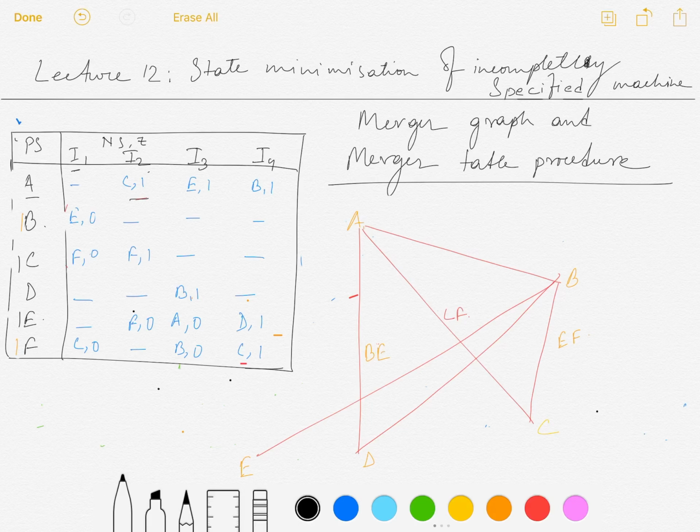In this case, we have to draw BF and write the implied pair, that is CE. CE is not compatible. So, we have to write CE and we have to cut it.